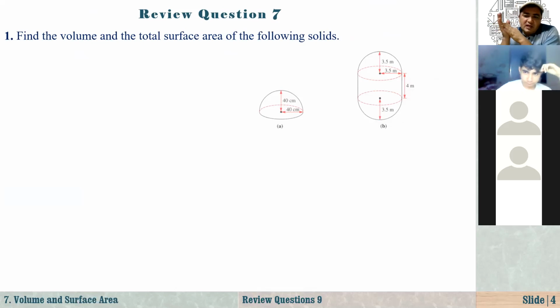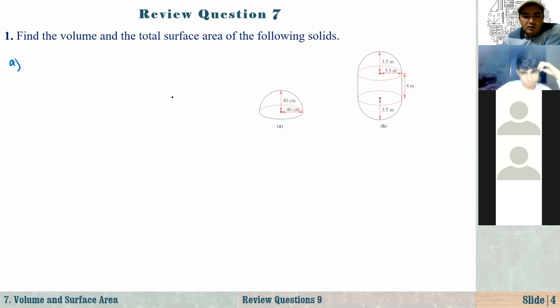All right, guys, I will just ask you the idea. Just tell me the idea and I will write it down, okay? Because if I ask you to do it, it's taking a lot of time. Find the volume and total surface area of the following solids, okay? So let's just start with A here.